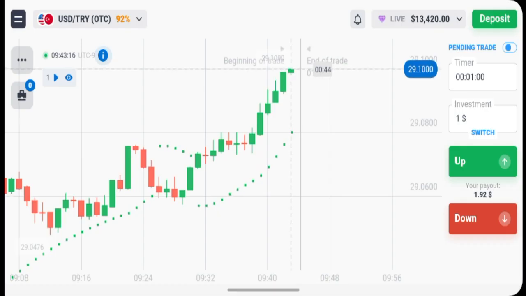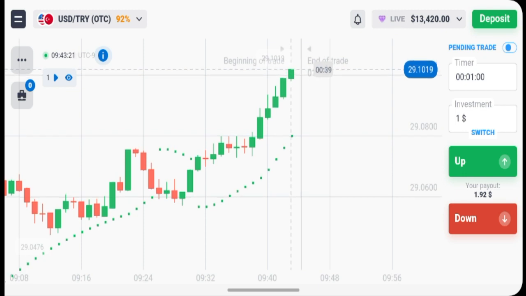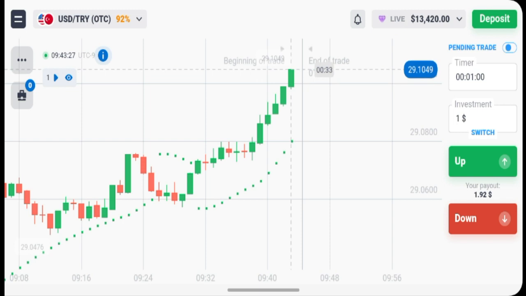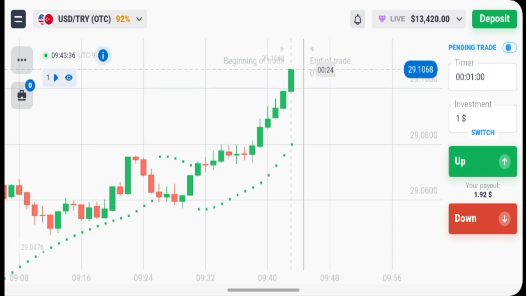So we want to use this situation to illustrate the strategy. Our candlestick time frame is 1 minute. Our expiration time again is 1 minute. If the previous candle is a green candle, we're just gonna buy. If the previous candle is a red candle, we're just gonna sell.